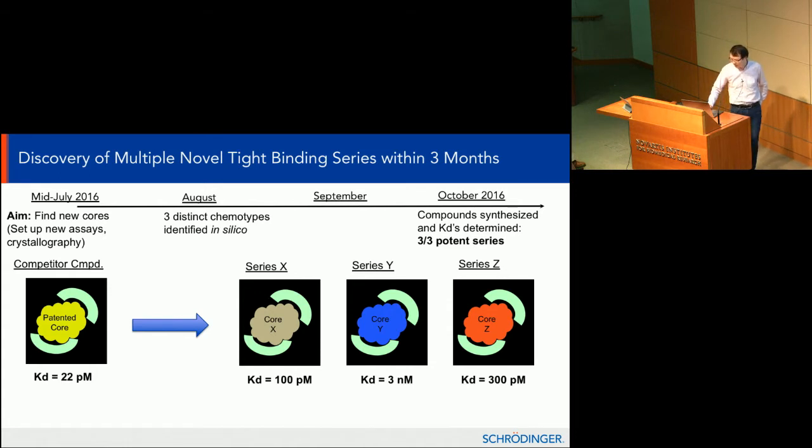By comparison, the brute force chemistry effort would take much, much longer to achieve the same goal. I think this is a very good example demonstrating the value of accurate FEP calculations to speed up the drug discovery process.